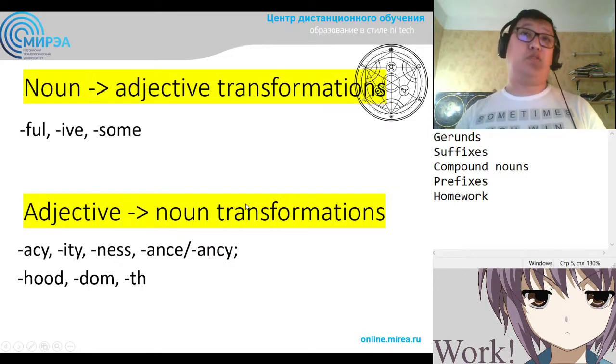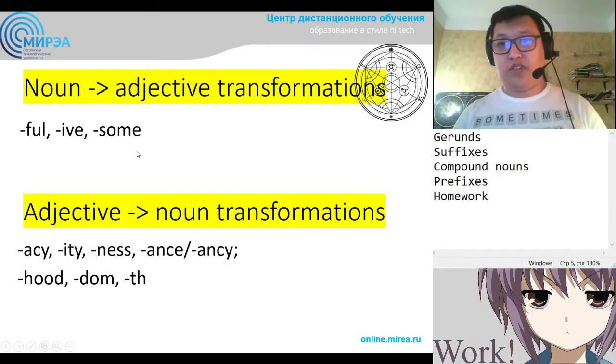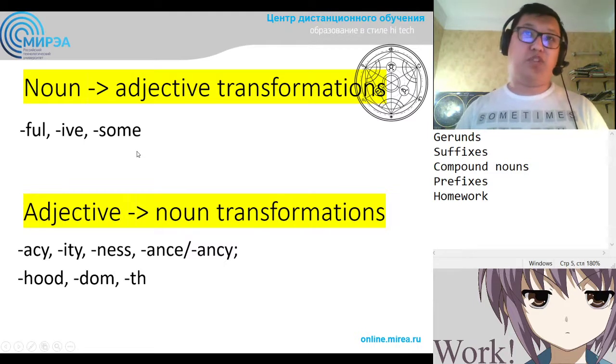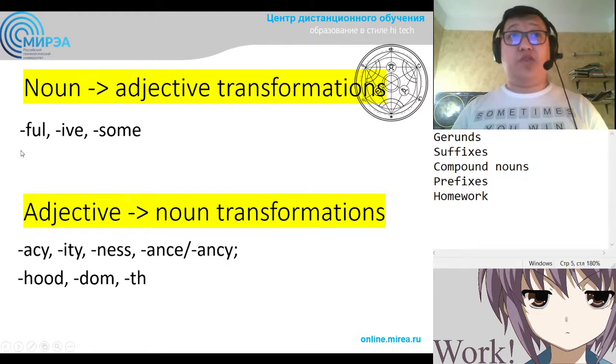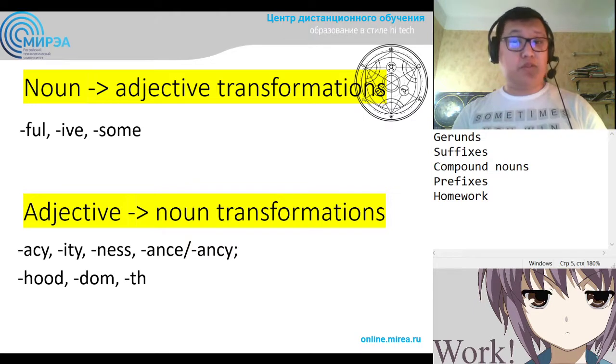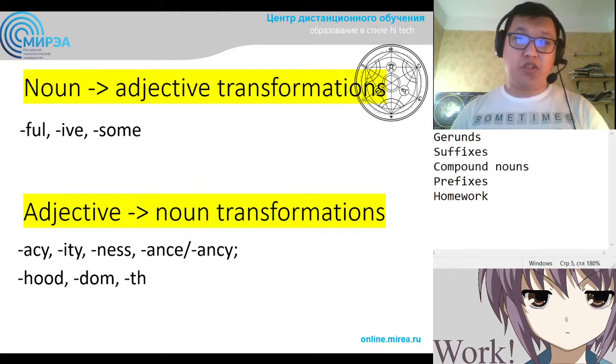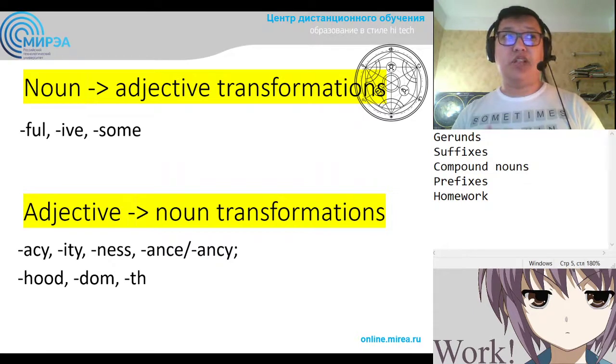So we move on to noun to adjective transformations. A quick remark: these are not all the suffixes that we use to create adjectives out of nouns. These are the most common ones. Of course, we've got ful here, like beauty, beautiful, pain, painful. So you add them to a noun to create an adjective, a normal one, painful, болезненный.